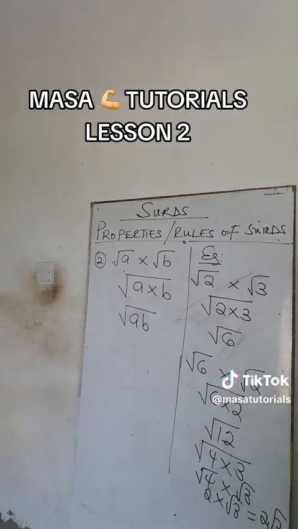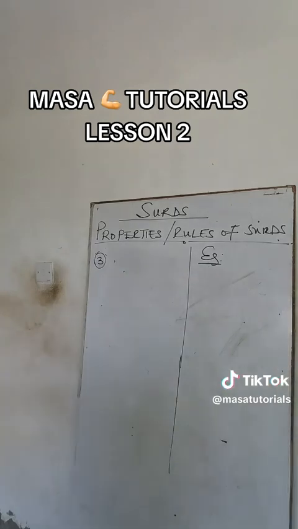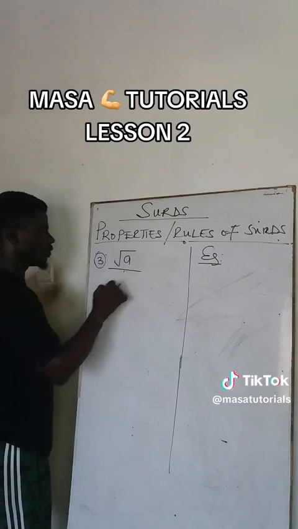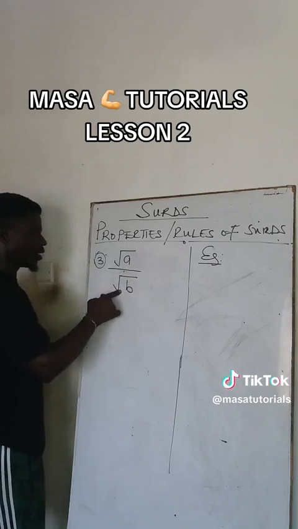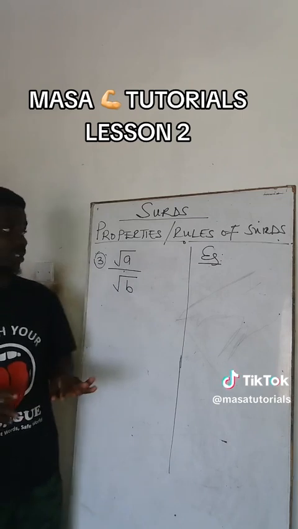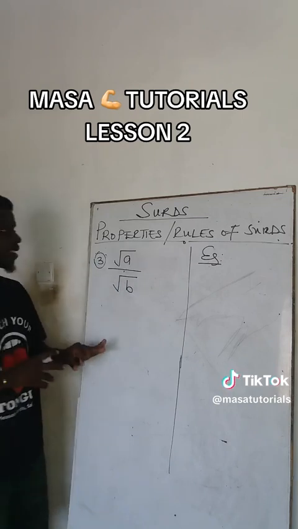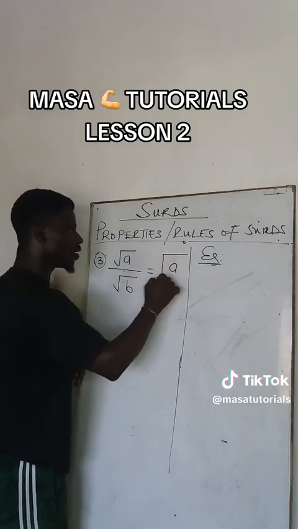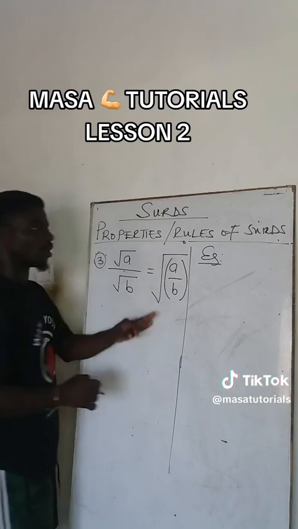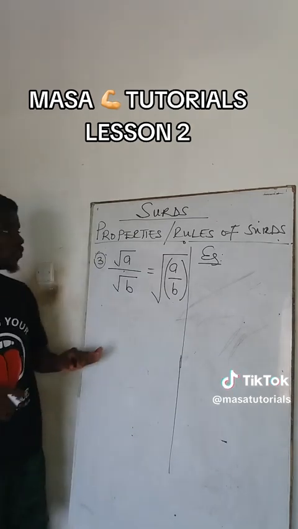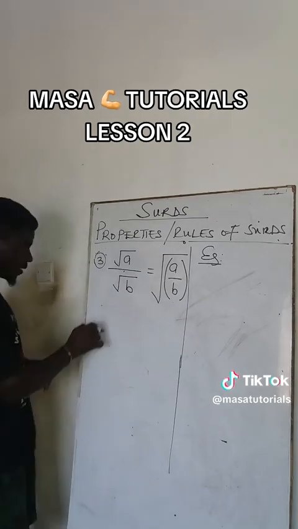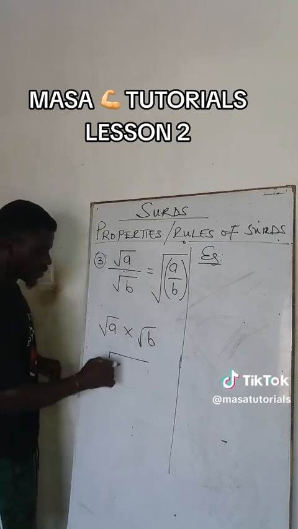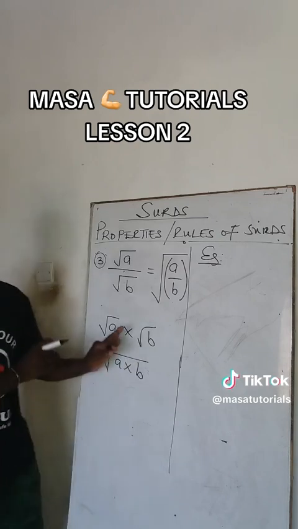Let's see our next property. Now let's see this: square root of A all over square root of B. Now for this, we are dividing surds, and when it happens like this, we can write it as square root of A over B. This is how we can write it. Mind you, for multiplication too, we can do that: root A times square root of B, we can write it as root of A times B. This is how we can write it.